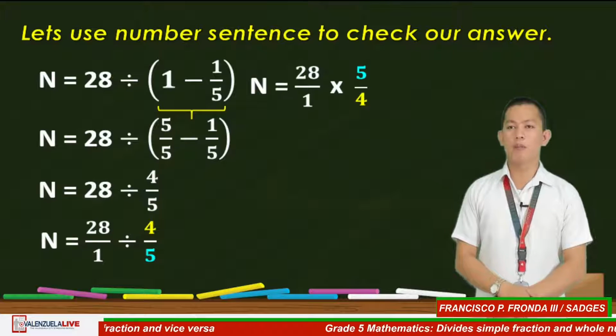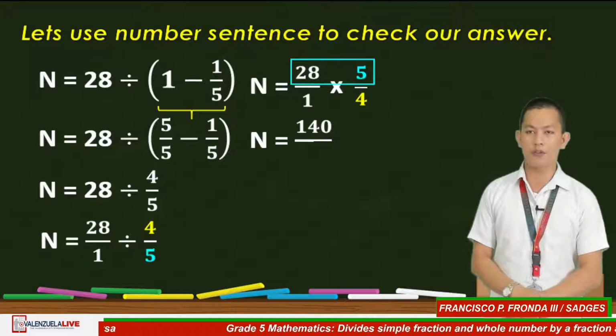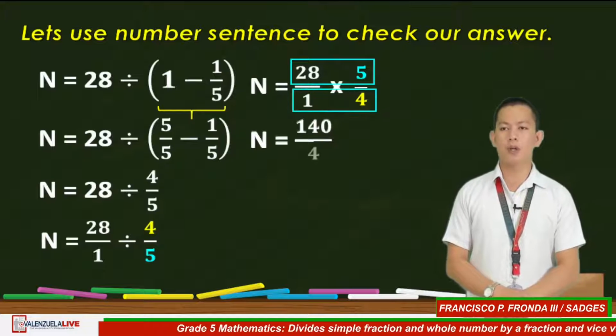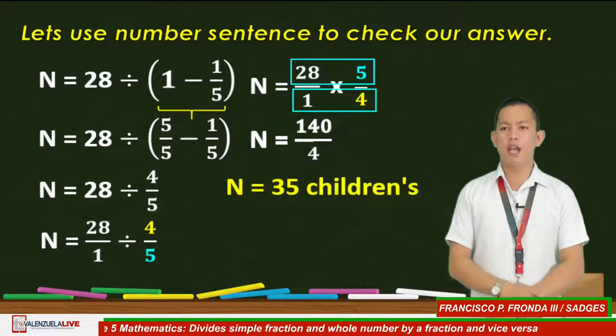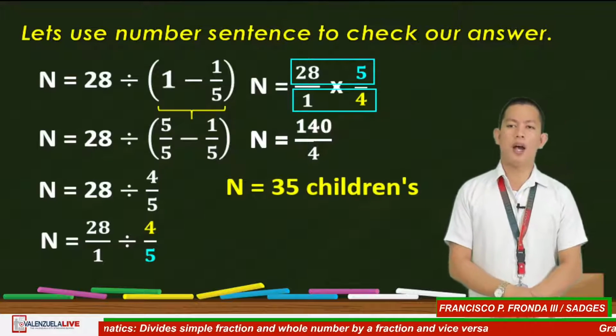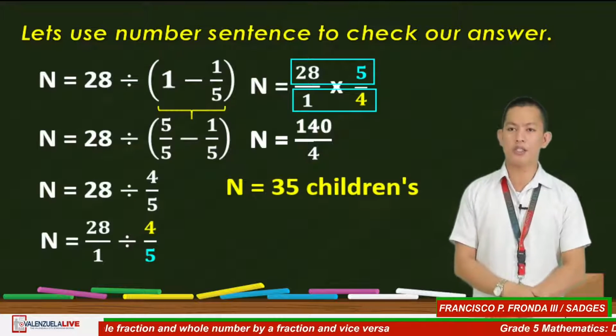And then, multiply. 28 times 5, the answer is 140. Then, 1 times 4, the answer is 4. Then, simplify your answer. The answer will be 35 children. So, very good, grade 5 learners. Our answer is correct.